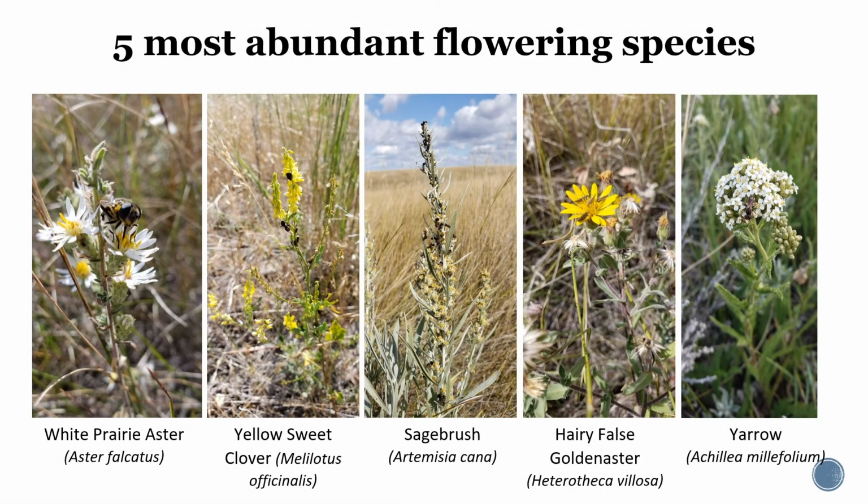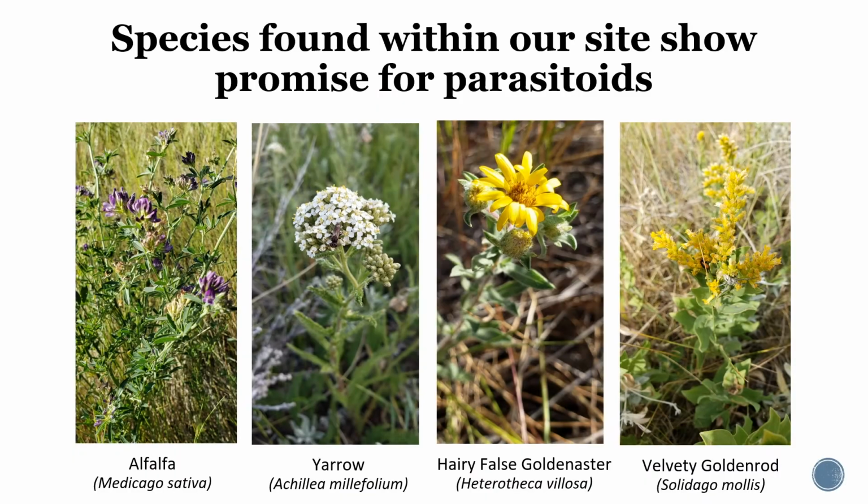So far in our fieldwork, we have recorded the locations of just under 30,000 plants, belonging to 53 different species. The most abundant species are white prairie aster, yellow sweet clover, sagebrush, hairy false golden aster, and yarrow. Based on the literature, we know some of the native flowering plants observed in our site have the potential to be used as a nutritional source for parasitoids. Those species are yarrow, hairy false golden aster, velvety goldenrod, and alfalfa, which also makes for a good cover crop.